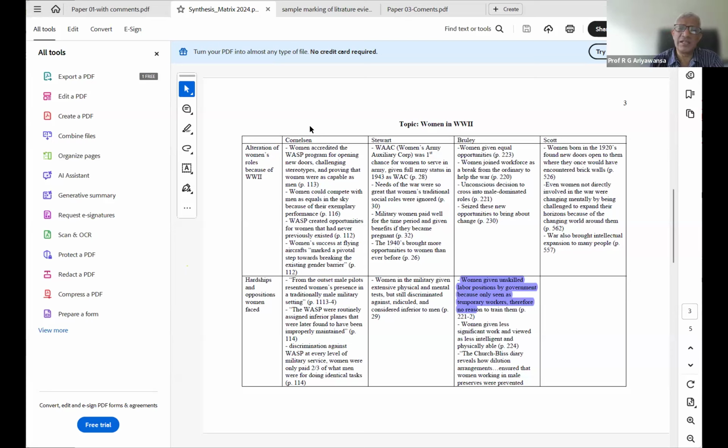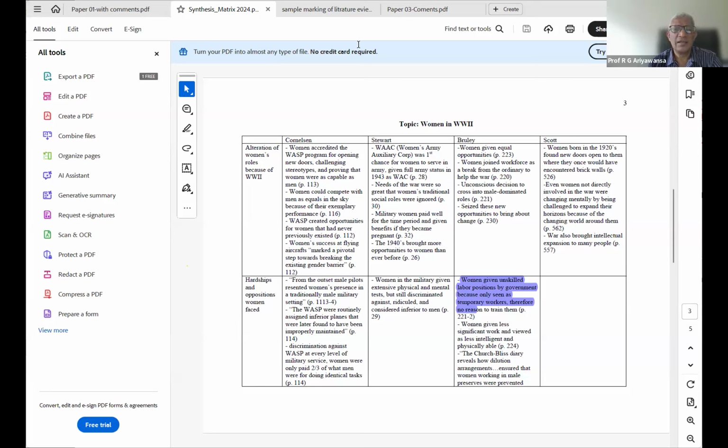Suppose a particular research idea is like the earlier example, demographic aspects of housing purchase or property purchasing. Likewise, here it is women in World War II. They are going to analyze the women's role and the problems faced by women during World War II. So we have to understand it like this, right? Yes, somebody is asking, please explain.